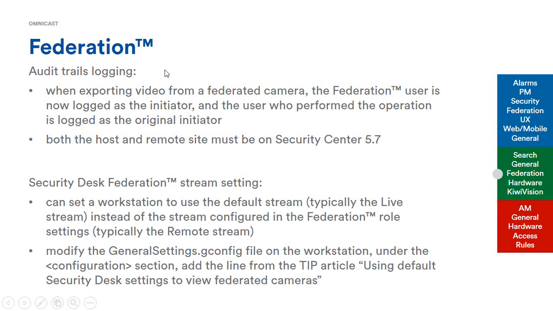When we export video from a federated camera, we now can see who actually exported that on the remote side. The user that's set up in the federation role is logged as the initiator, and the person on the remote side who's actually exporting the video is logged as the original initiator. For this to happen, both sides of the federation do have to be on Security Center 5.7.